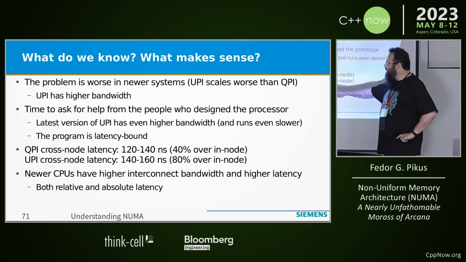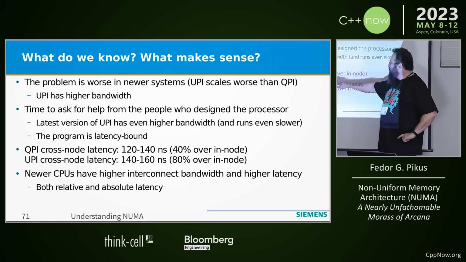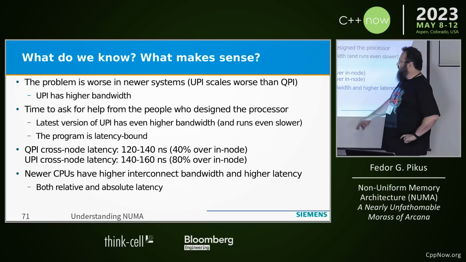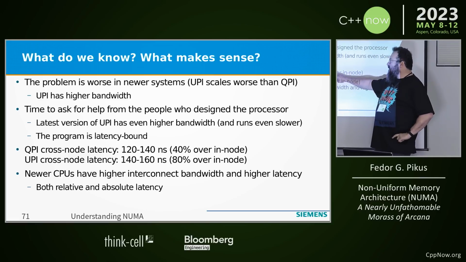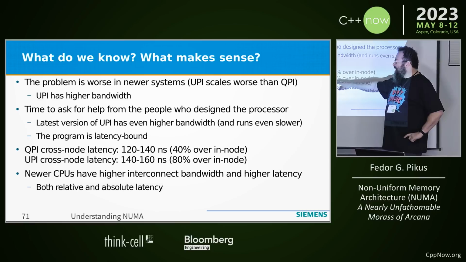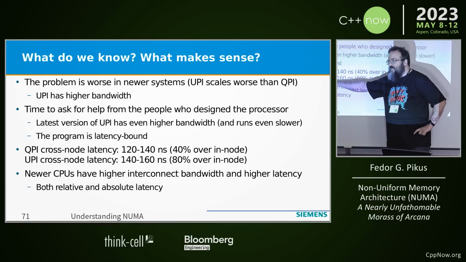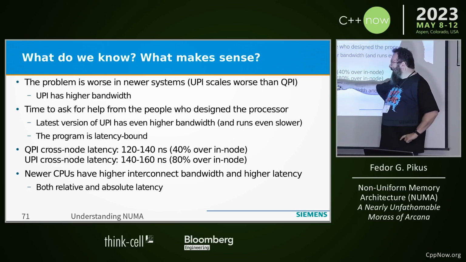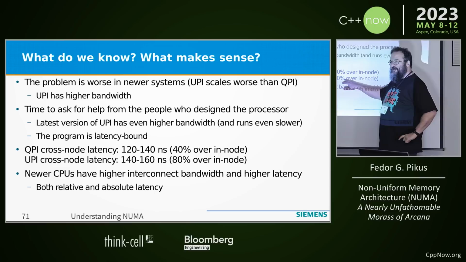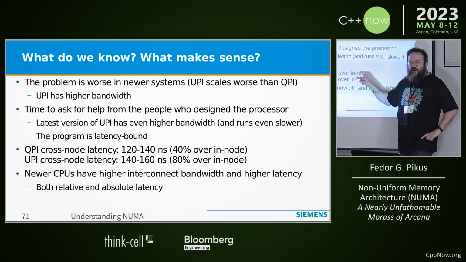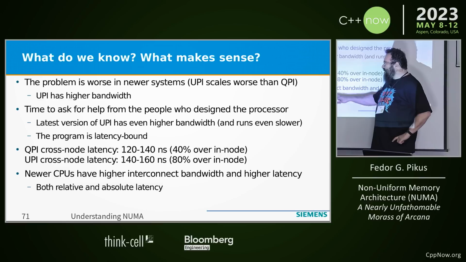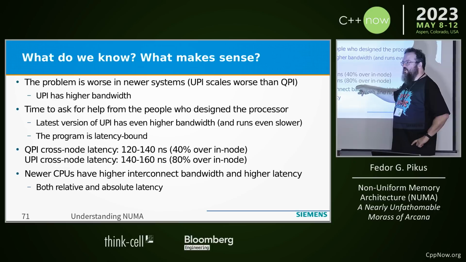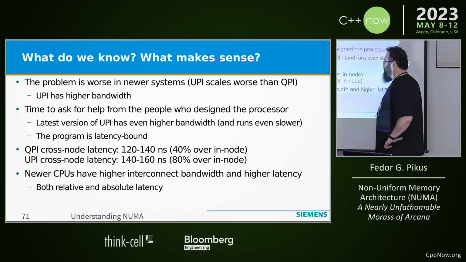Why is it worse on the new CPUs? QPI cross-node latency: 120 to 140 nanoseconds, which is only 40% of in-node latency to memory. UPI has much higher bandwidth. It's faster. It actually has higher cross-node latency, both in absolute numbers and in relative numbers. Newer systems have much higher bandwidths, but newer NUMA systems have higher cross-node latencies, very much higher in relative numbers, slightly higher even in absolute numbers.